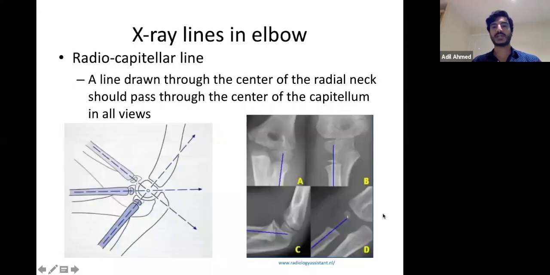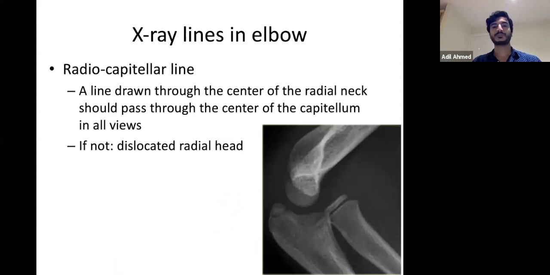So the radiocapitellar line we talked about briefly previously, but again, it's another line similar to the anterior humeral line, which you can look out for. The radiocapitellar line is a line that's drawn through the center of the radial head, and it should pass through the center of the capitellum in all views. You can see that being demonstrated in the images there. And if it's not, then potentially you've got a dislocated radial head.